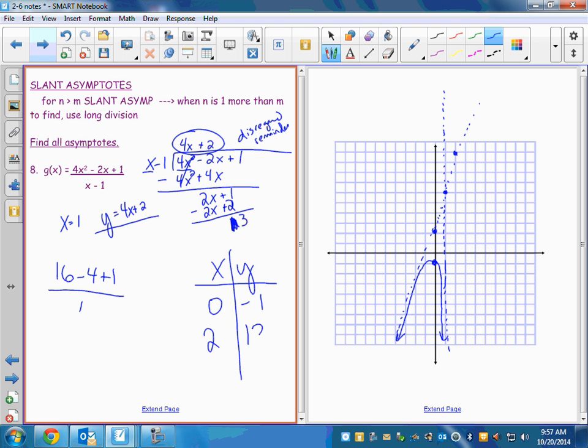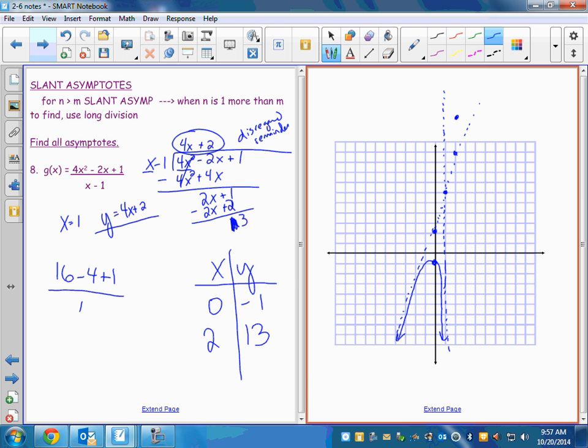13, which is why it's kind of ugly, because you have to go up here. This would be 10, 11, 12, 13. This side would go up. This side would be slanted.